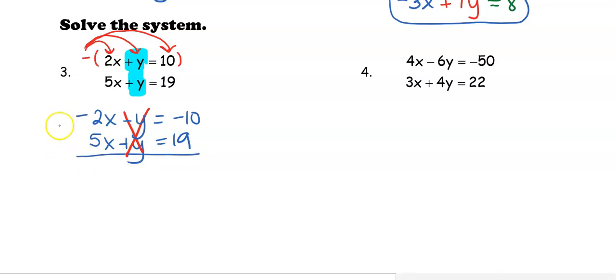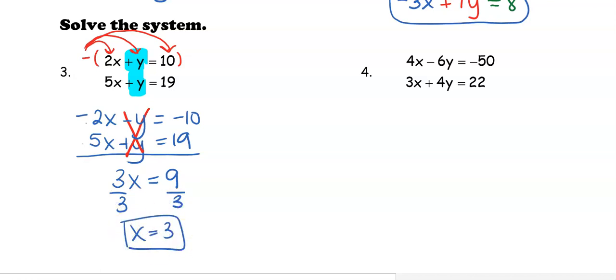Then we do a linear combination. I just combine these pieces together. A negative 2 and a positive 5, that leaves me with a positive 3x. A negative 10 and a positive 19. I'm going to combine those 2 numbers. That's going to give me a positive 9. And then we divide by that 3 to find that x is 3.